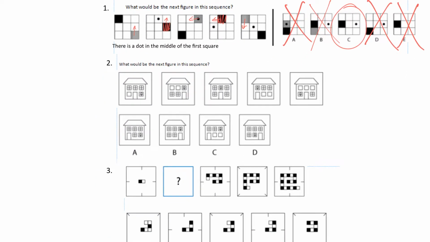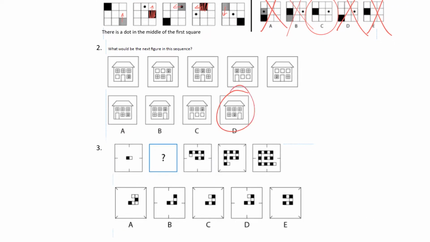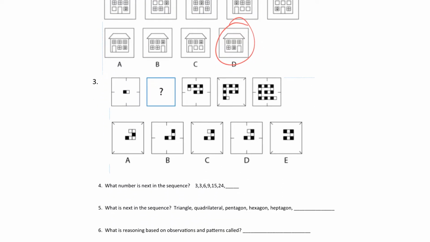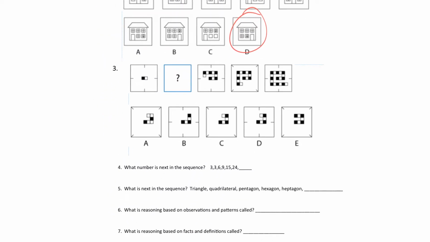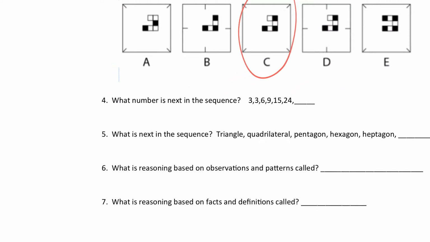Okay, so number 2, I'm not going to go through the logic on all these. Which one did you get for number 2? It's D. If you think about the way the door's moving and the way the person's moving, it's got to be that one. And then on number 3, which one's going to fit in this slot right here? It is C. Okay, what number is next in the sequence? So that plus that gives you that.